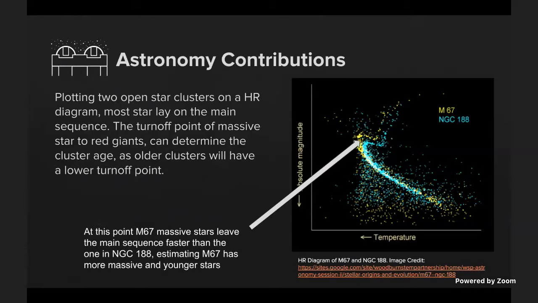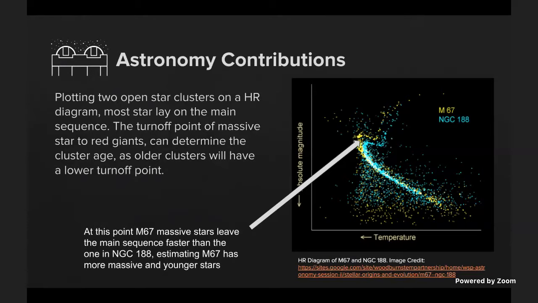If we consider an open star cluster, once we plot all its stars in an HR diagram, we notice that most of them are going to lie on the main sequence, with only a few massive stars evolving away from it as they become red giants. These transition areas can be helpful to estimate the age of the entire cluster.